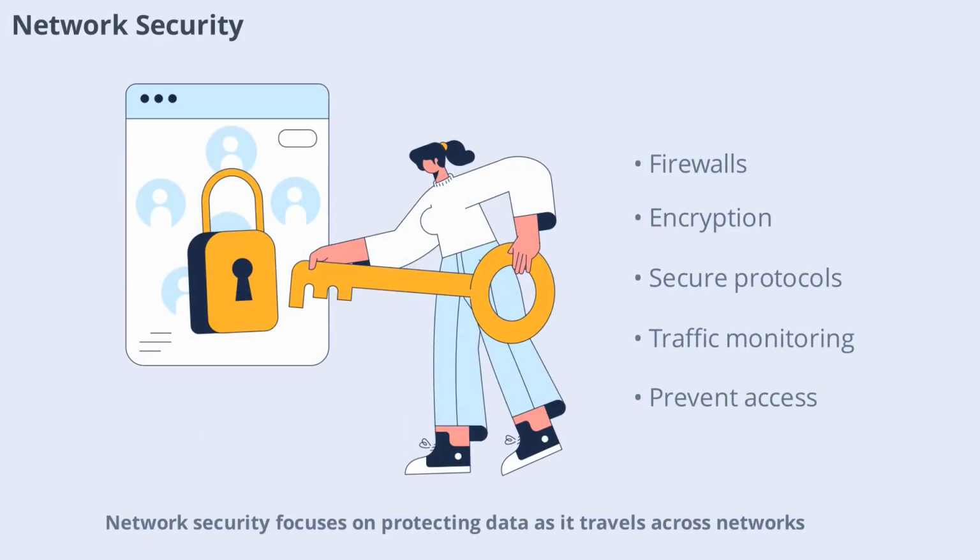Network security focuses on protecting data as it travels across networks. This includes using firewalls, encryption, and secure protocols like HTTPS. Monitoring network traffic helps detect suspicious activity and prevent unauthorized access. A secure network is essential for safeguarding sensitive information in transit.